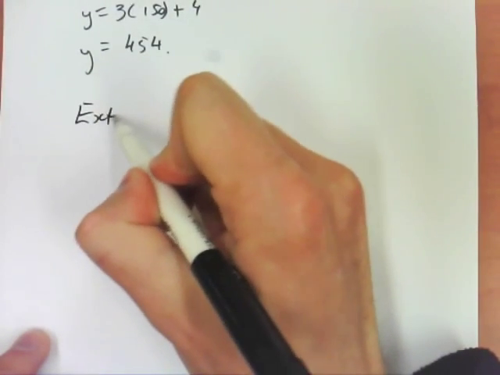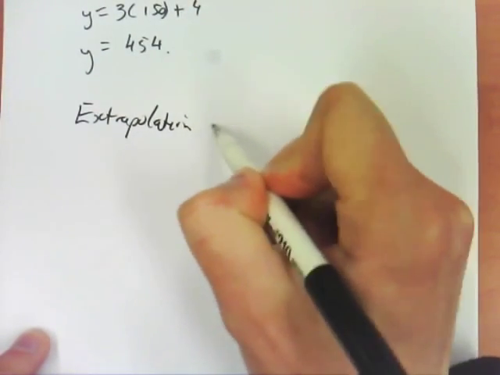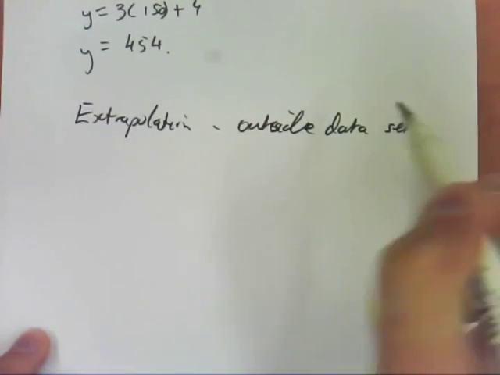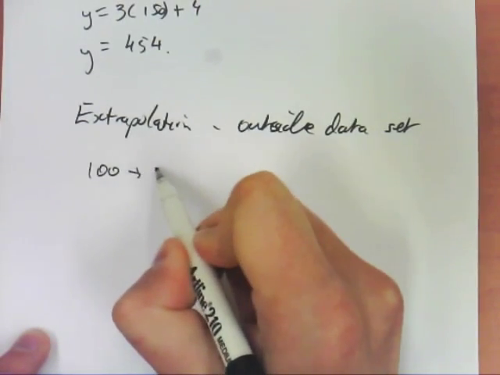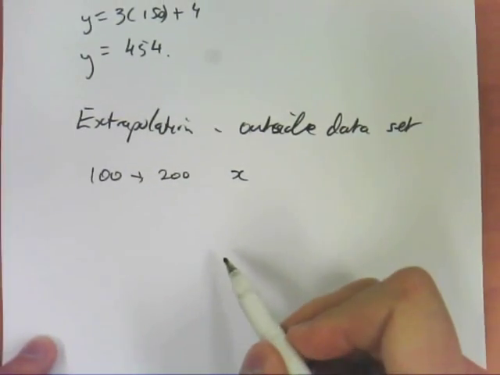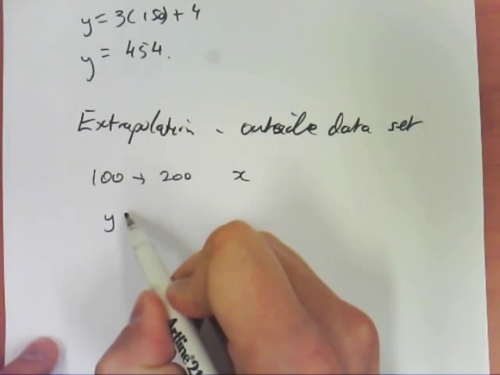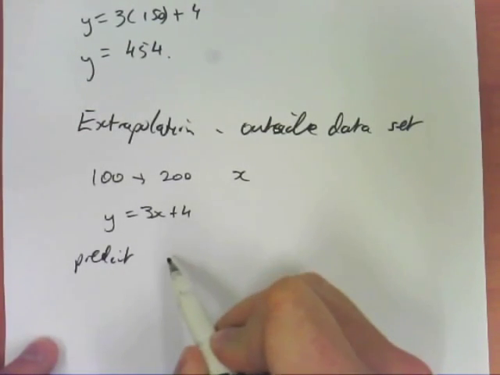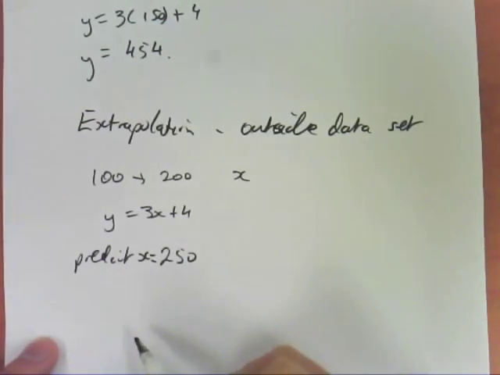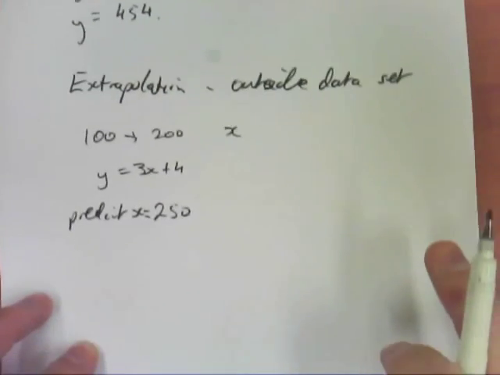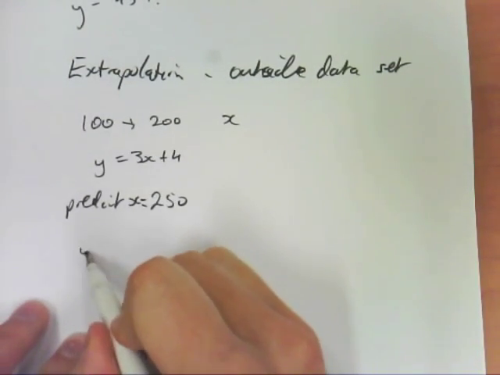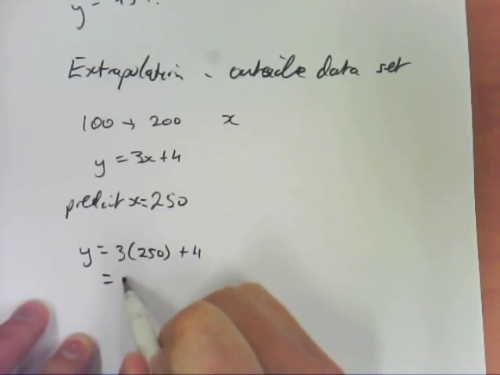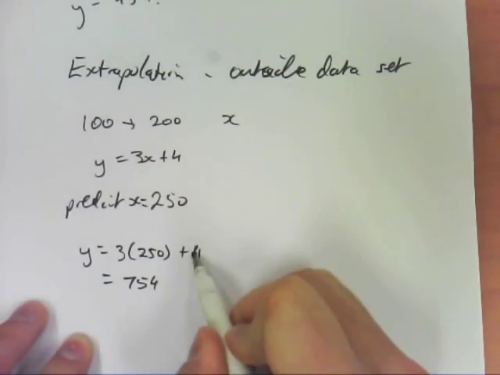Extrapolation means outside of our data set. If we use the same example, our data set was initially between 100 and 200 in the x, our equation was y equals 3x plus 4, and we were asked to predict what would happen when x equals 250, then we would do the same thing as interpolation, so y equals 3 times 250 plus 4, which is 754, and discuss that result.